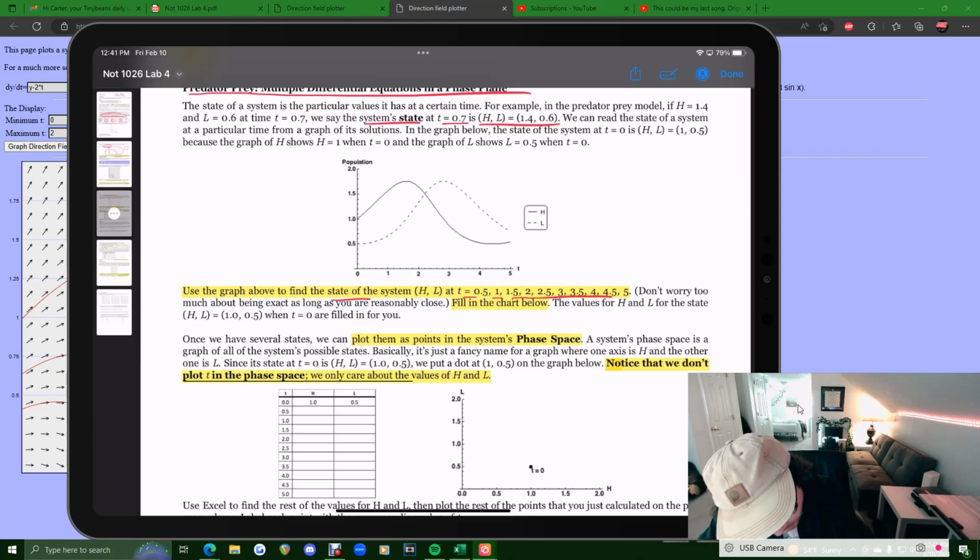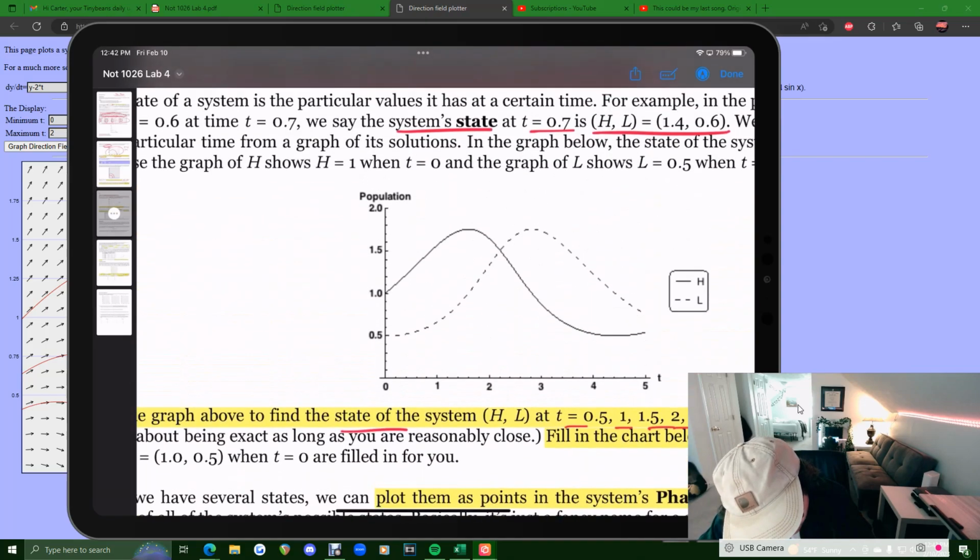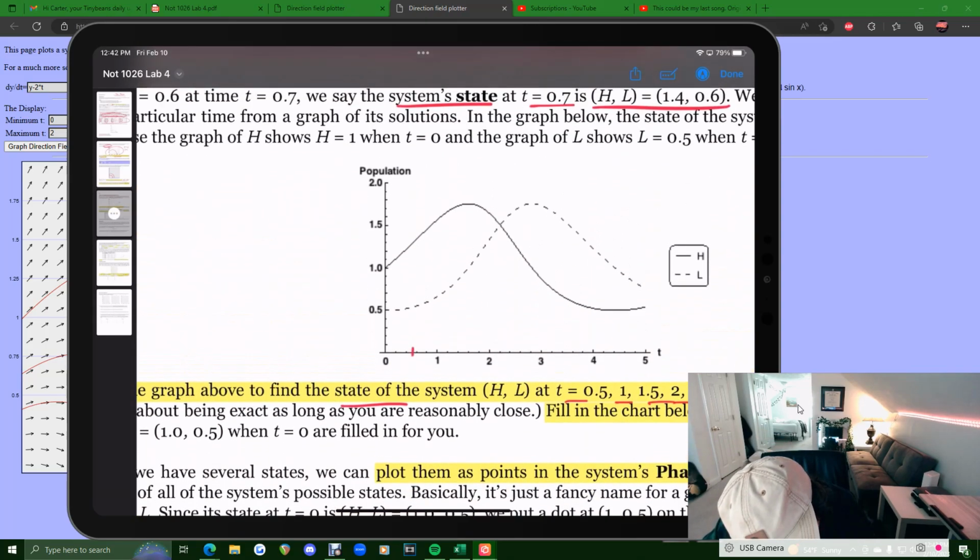I don't think I'm going to do all of them. But again, at 0.5, we want to know what's the H and what's the L value. So at 0.5, we're looking right here. The H value is the solid dot. So right here, we've got about 1.2, 1.25 maybe. And then the L value has got to be barely over 0.5, if that.